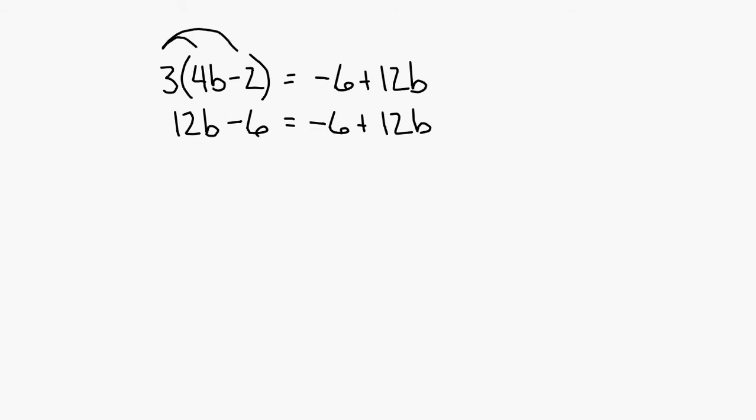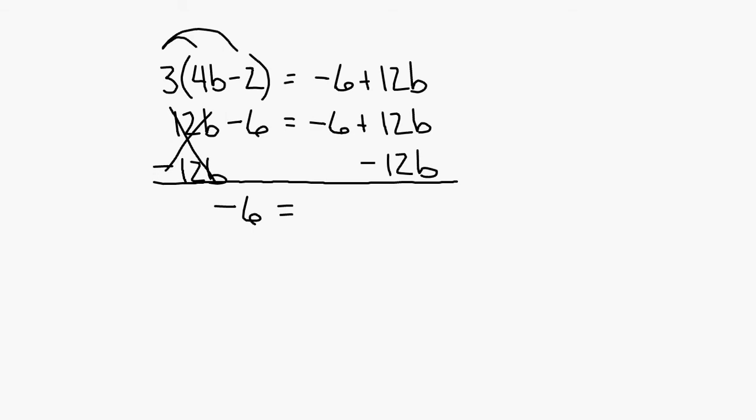If you just follow your steps and try to get all the variables on one side, if you subtract 12b from each side, then the 12b's on the left cancel out and the negative 6 drops down. And the negative 6 drops down on the right hand side and the 12b's cancel out. So again, you've got negative 6 equal to negative 6, the same thing on both sides of the equal sign. So that's identity, and there are infinite solutions.